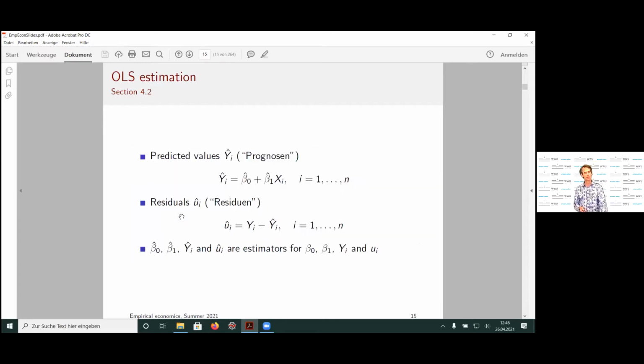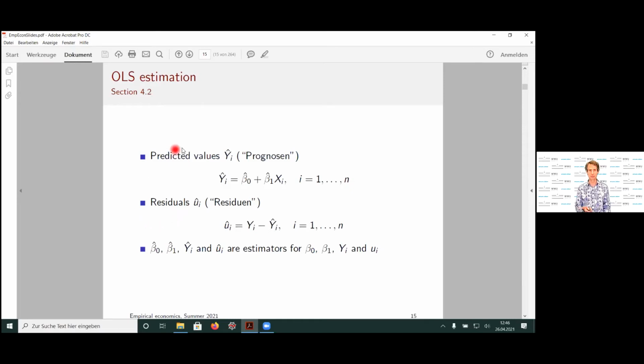Okay, so we now have a way to find estimators for the slope coefficient and the intercept term. And having data at hand, for instance, about the test scores in the school districts and the class sizes in the school districts, we can actually calculate beta 0 hat and beta 1 hat. And using these two estimators, we can then compute the predicted values of the endogenous variable.